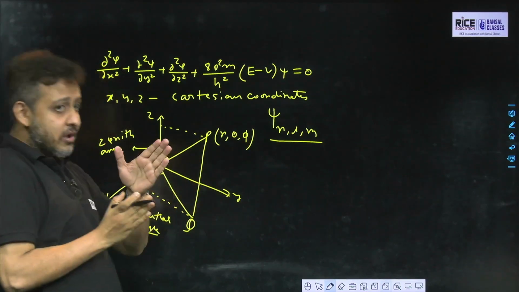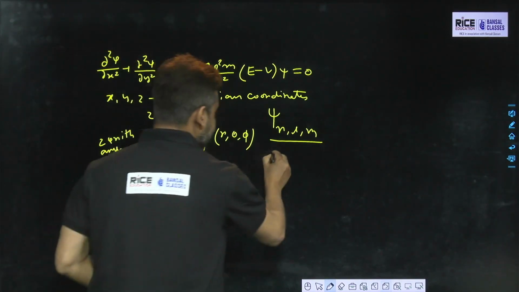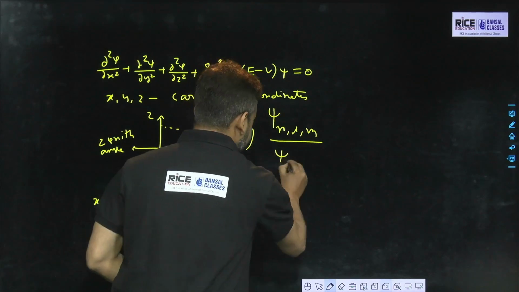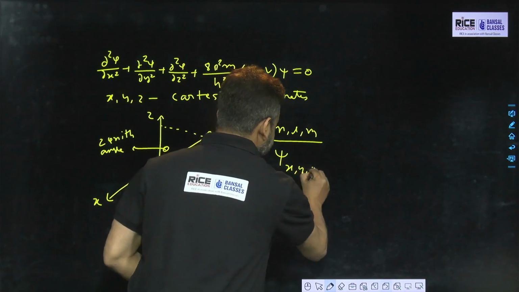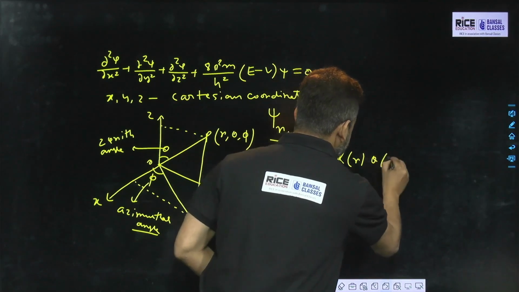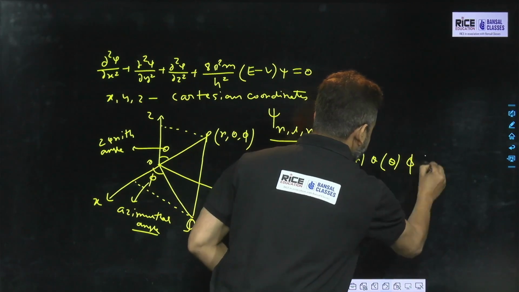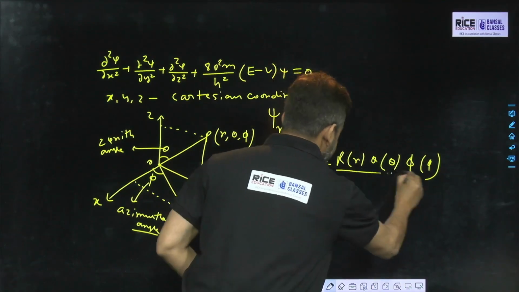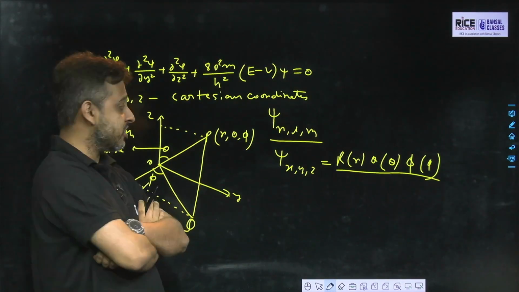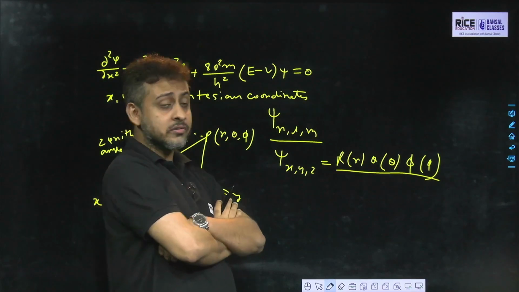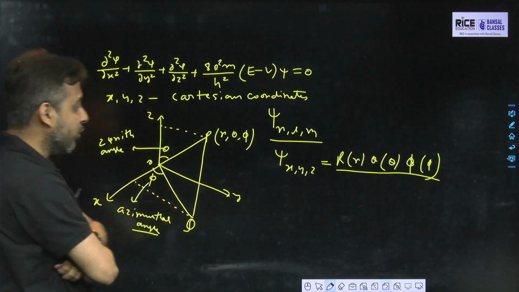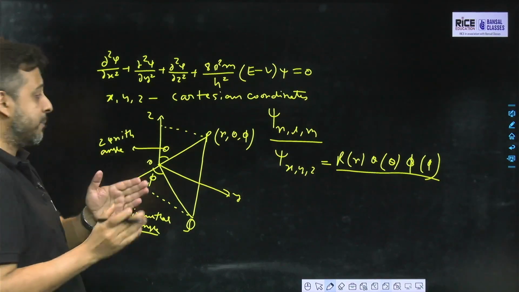So how can we transfer this Cartesian to spherical coordinates? From the spherical coordinates, we can write that psi of x, y, z equals R of r, theta and phi. What do these terms determine? This r is the radial part of the wave function, and theta and phi are called the angular part of the wave function, or the angular dependencies.